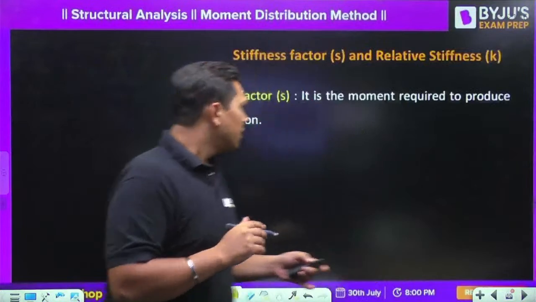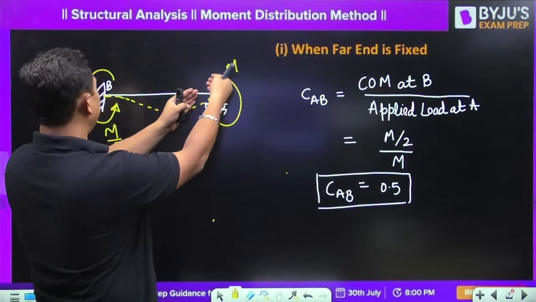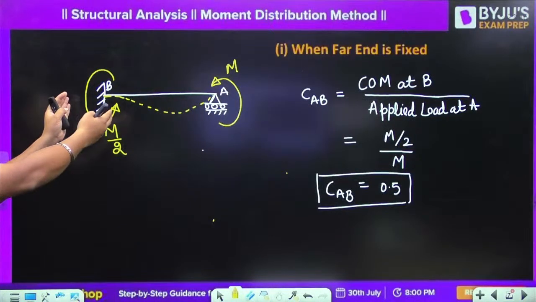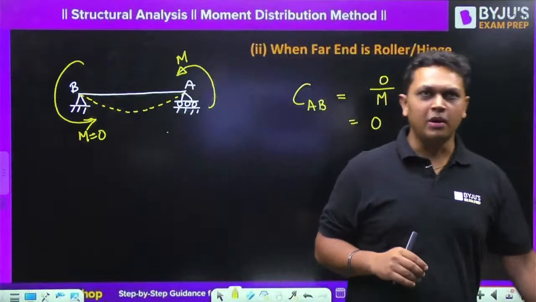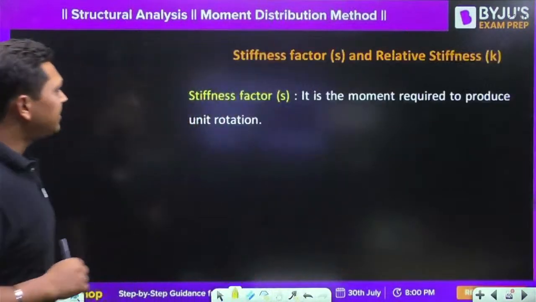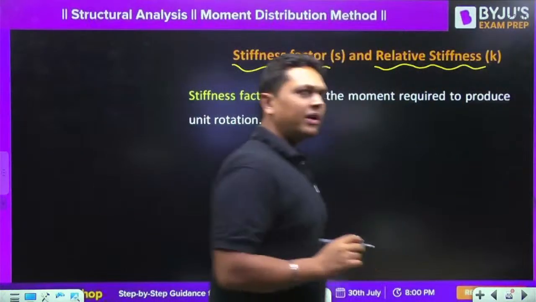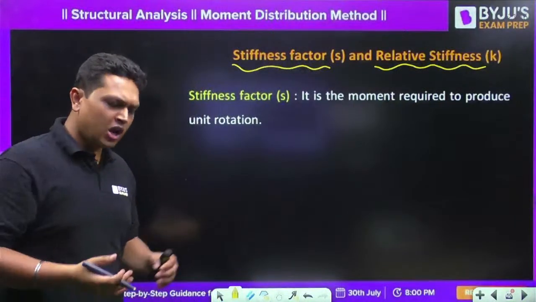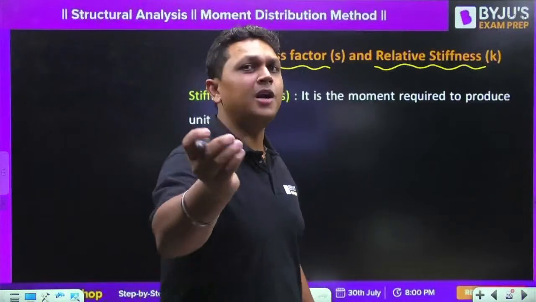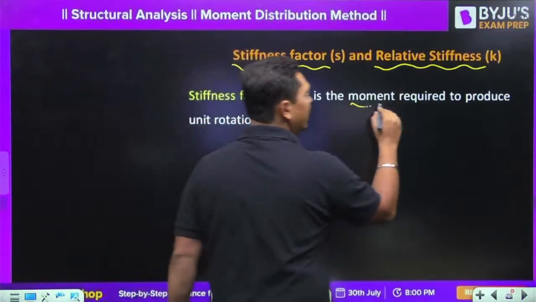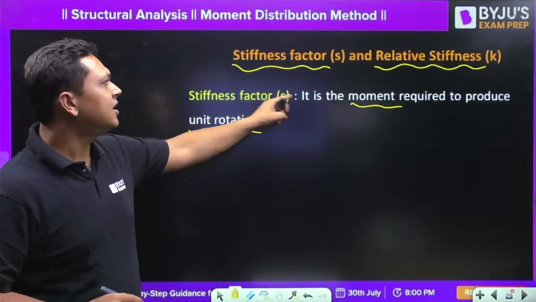Now from here you get to know if there is some moment applied at one end, what amount of the moment will be carried over forward to the next end. Now the next point is the stiffness factor and relative stiffness. Stiffness over here refers to the rotational stiffness. How much moment is required to produce a unit rotation at that particular point? The moment required to produce a unit rotation at that point is referred to as the stiffness factor.